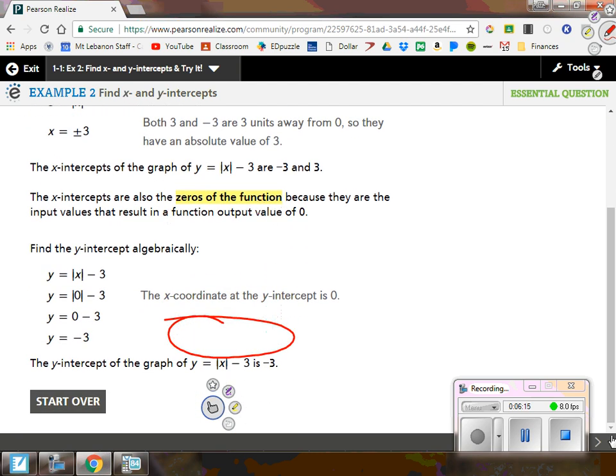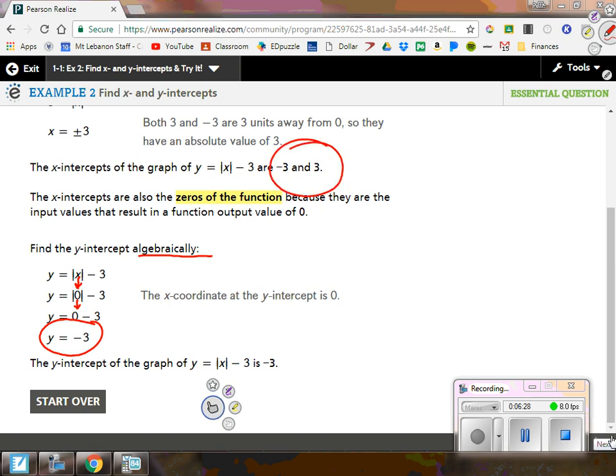For the y-intercept, algebraically, you plug in 0 for x, and then you solve for y, -3. So it looks like they agree with us from our graph. -3 and +3 are the x-intercepts, and 0, -3 is the y-intercept. That concludes example 2. What I'd like you to do now is do something similar for the try it on page 2, and we will go over that tomorrow.